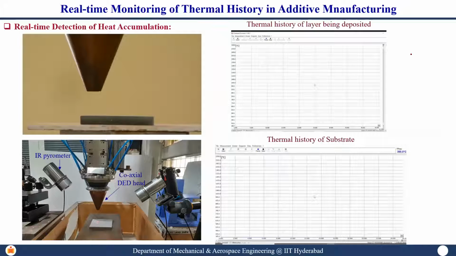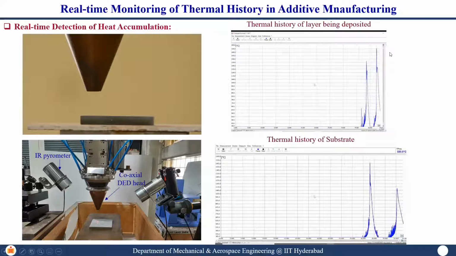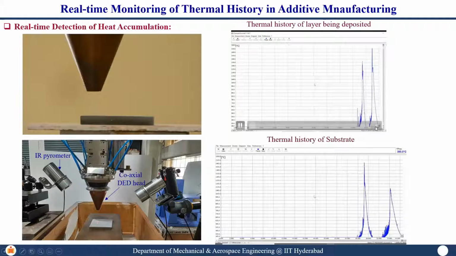Now, let us see. Sorry, give me a minute. Now, this curve, what you are seeing here, the first one. This is... it is unable to drop down to the room temperature or the minimum detectable temperature.